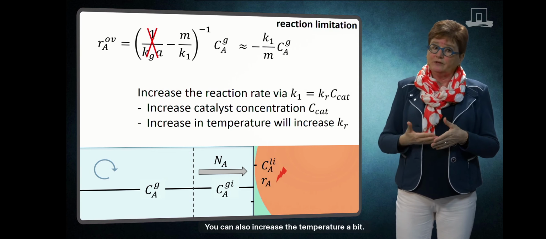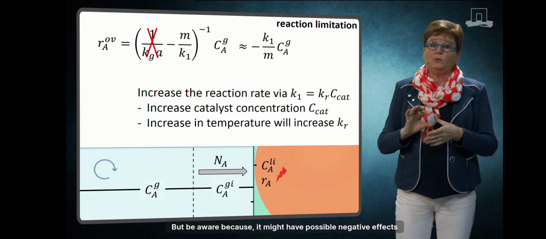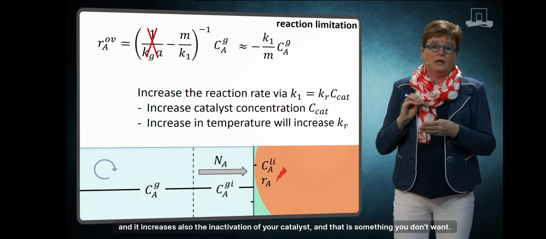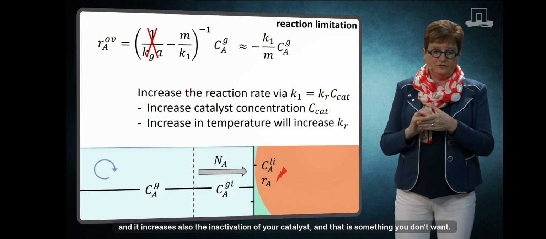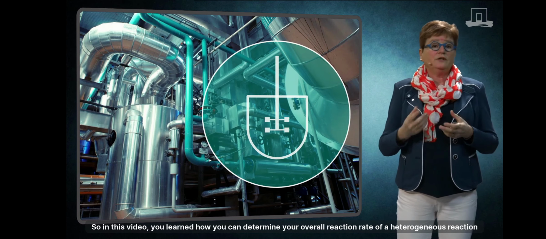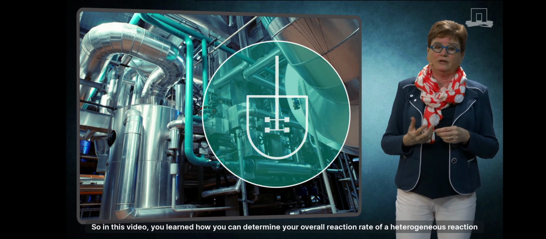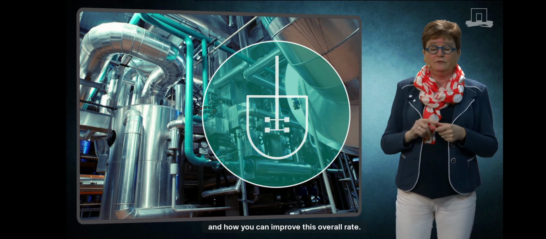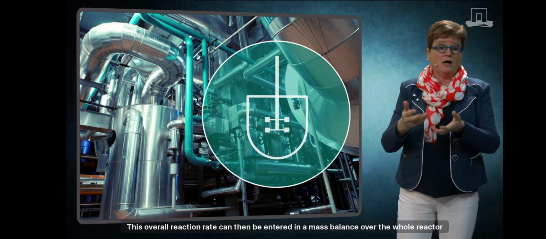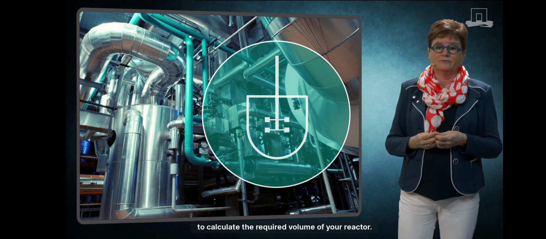You can also increase the temperature a bit. That can also help to increase the reaction rate, but beware, because it might have possible negative effects, and it increases also the inactivation of your catalyst, and that's something you don't want. So in this video you learned how you can determine the overall reaction rate of a heterogeneous reaction and how you can improve this overall rate. This overall reaction rate can then be entered in a mass balance over the whole reactor to calculate the required volume of your reactor. I'll see you later.